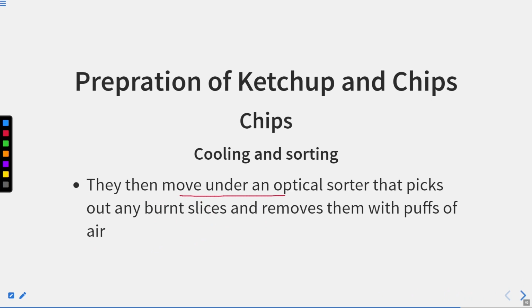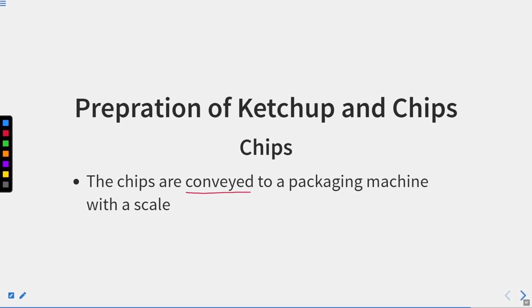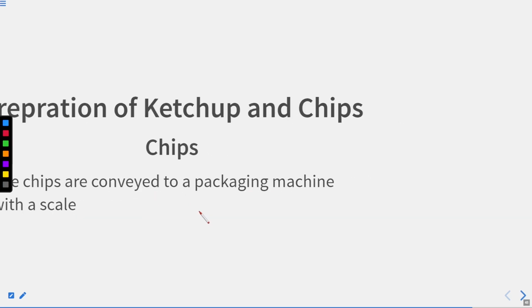They then move under the optical sorter that picks out any burnt slices and removes them with puffs of air. So there is an optical sorter also. If any chips got burnt, they can be removed. The chips are conveyed to the packing machine with a scale. Now here comes the packing of the chips.